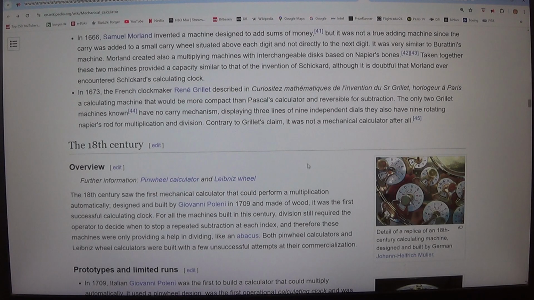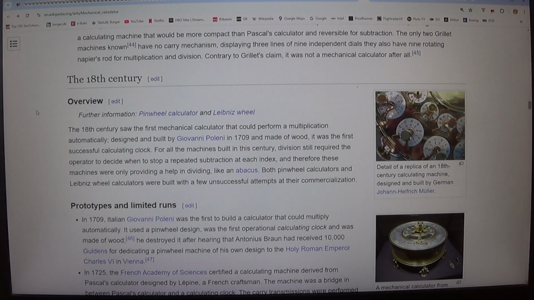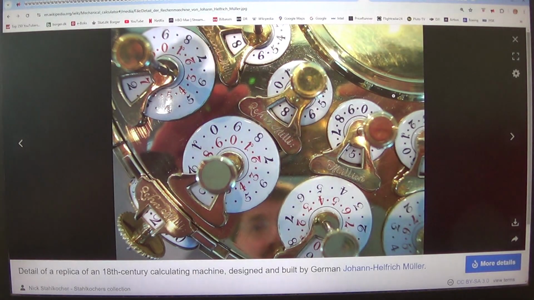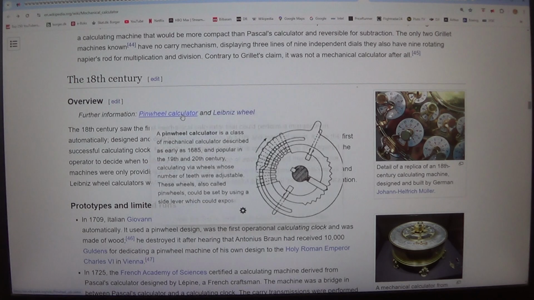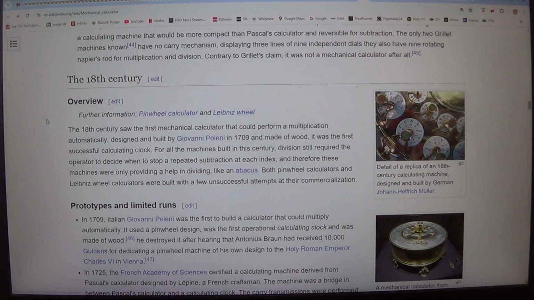In 1673, the French clockmaker René Grillet described in Curiosités mathématiques de l'invention du Sieur Grillet, Horloger à Paris, a calculating machine that would be more compact than Pascal's calculator and reversible for subtraction. The only 2 Grillet machines known have no carry mechanism. Displaying 3 lines of 9 independent dials, they also have 9 rotating Napier's rods for multiplication and division. Contrary to Grillet's claim, it was not a mechanical calculator after all.